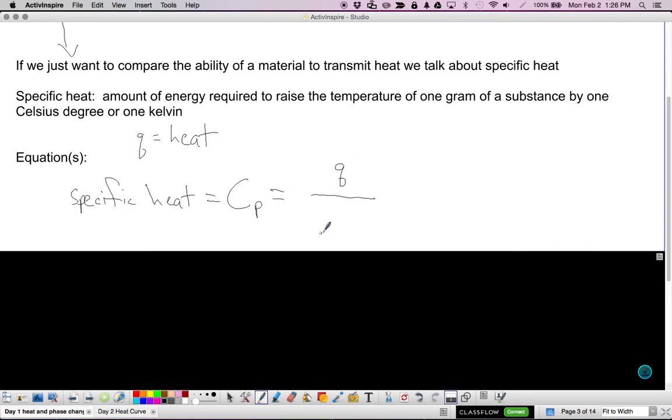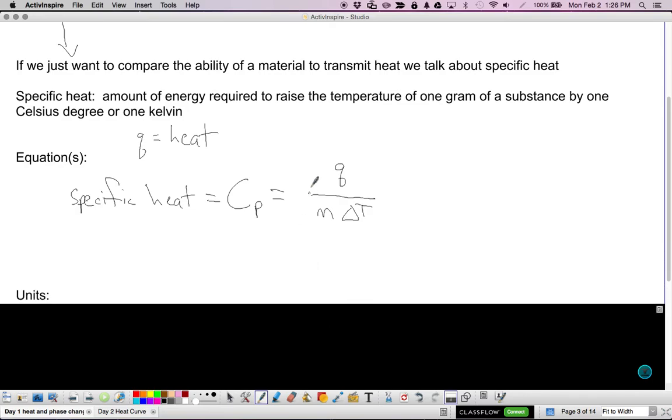Now, I've kind of given this away, but hopefully you realize from the sentence that the specific heat is Q divided by the 1 gram, which is a mass, of a substance by 1 Celsius degree. Okay? And now this is a change in temperature. All right? So Cp equals Q over m delta T. Now the way that you'll usually see this is Q equals m Cp delta T.